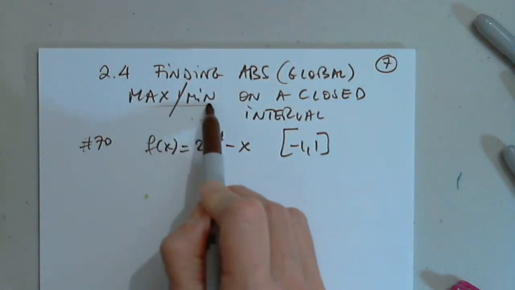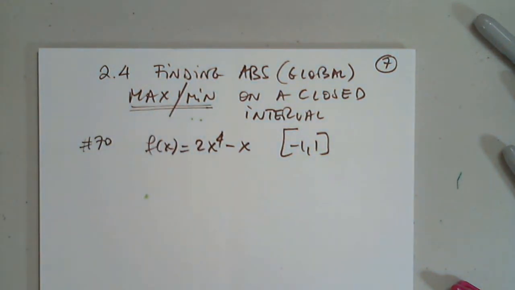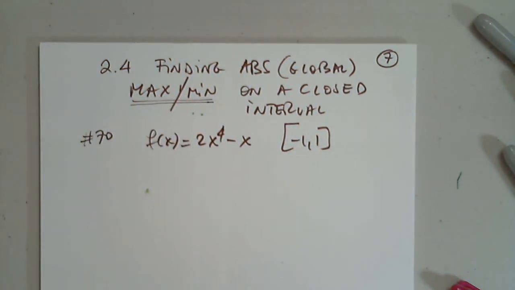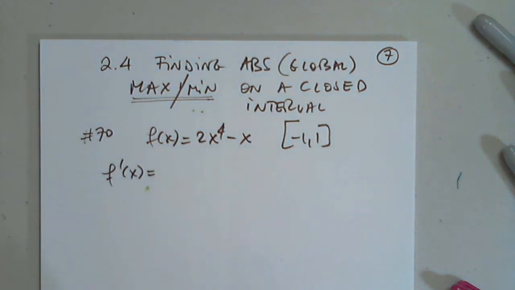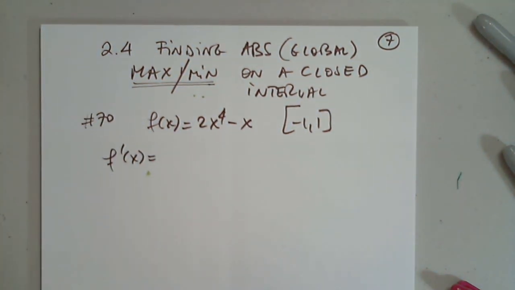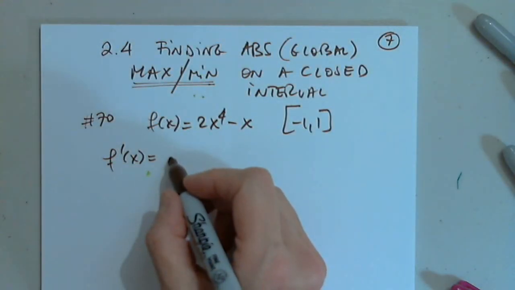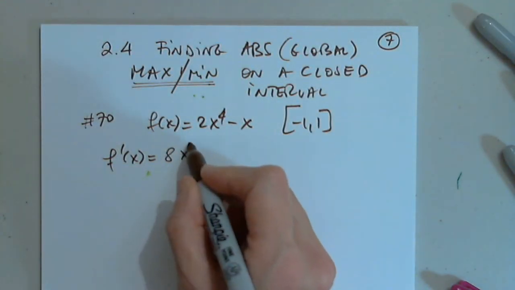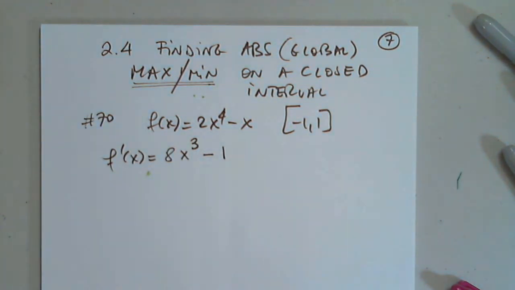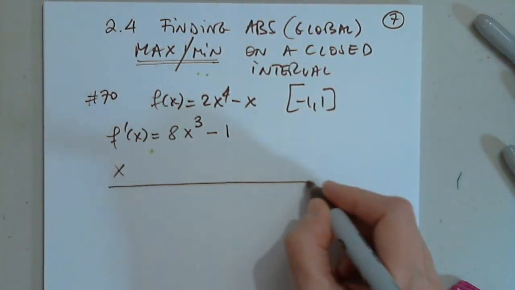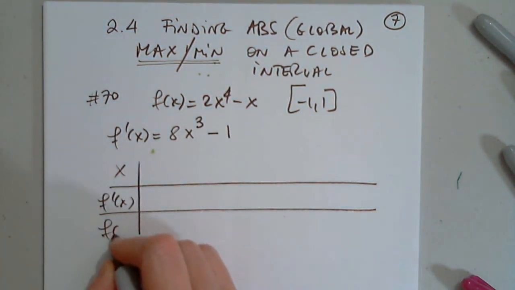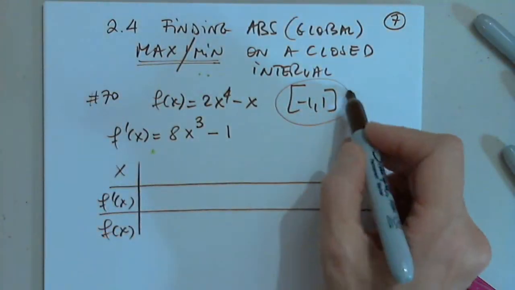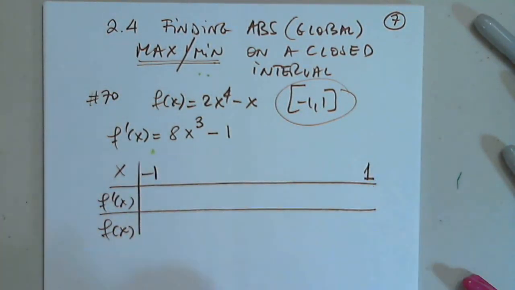If we're only asked about max-min, there is no need to find the second derivative. We could use the second derivative test, but there is no need. So first, let's find the first derivative. Can anyone give us the derivative of this? So 8x to the third power minus 1. Excellent. Very good. There's no question about domain. This is it. Negative 1 to 1.